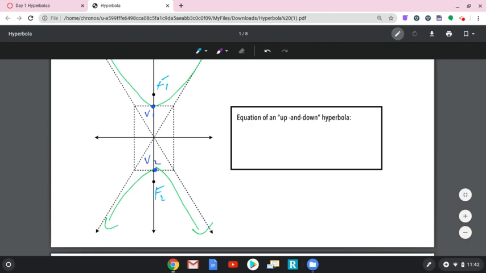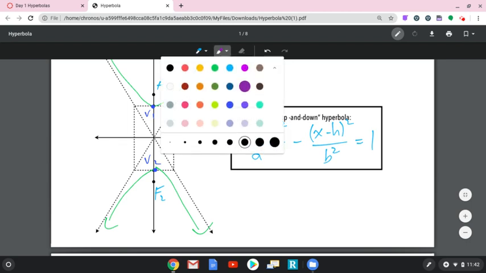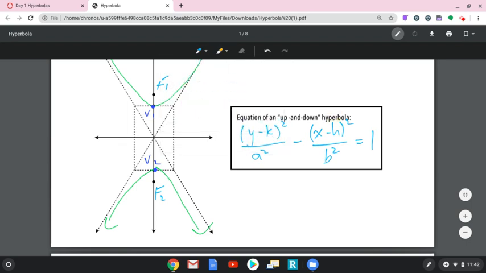Now, how does the equation differ? Guys, the only difference is y is going to come first in that equation. So that's the big difference. A squared will always be first, and that is also a big difference. A squared is always first in the hyperbola. It doesn't move, as opposed to the ellipse. So this is my up and down equation, guys. The key is that y goes first.